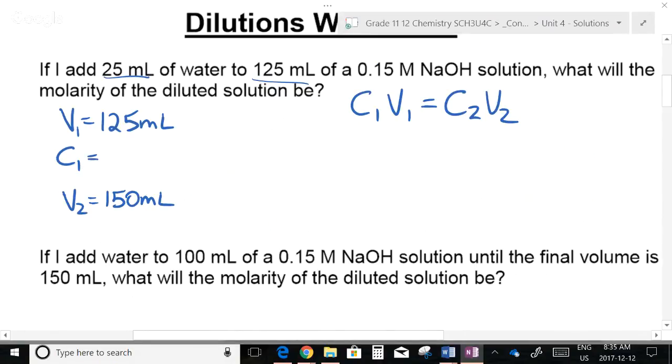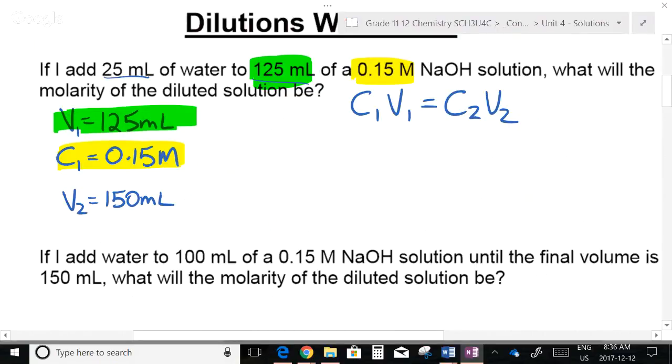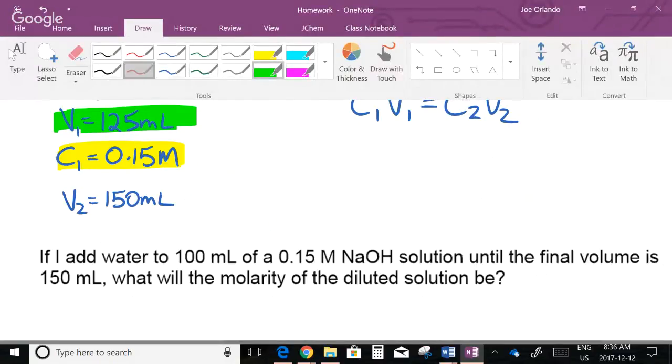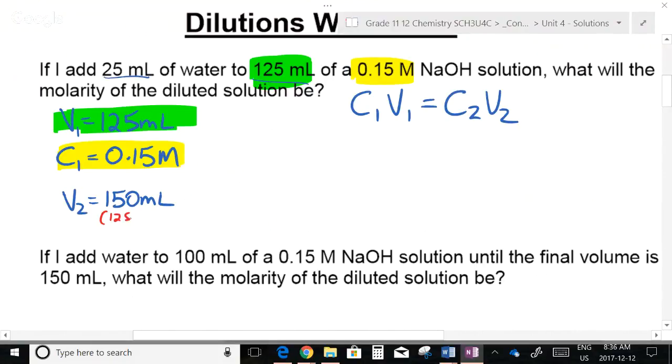So my concentration 1 is 0.15 molar. By the way, what does molar stand for again? Moles per liter. Good. So that's where I got that. And this volume is the 125 mils that we started with, plus the 25 mils we added. What then am I obviously looking to find? C2, yeah. So I'm obviously looking to solve for C2 here.